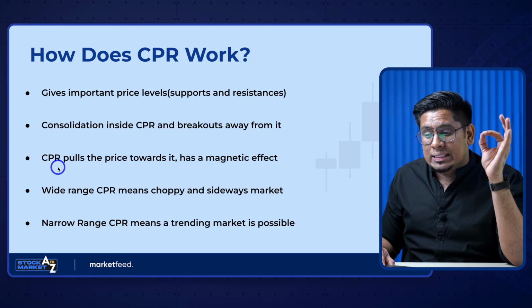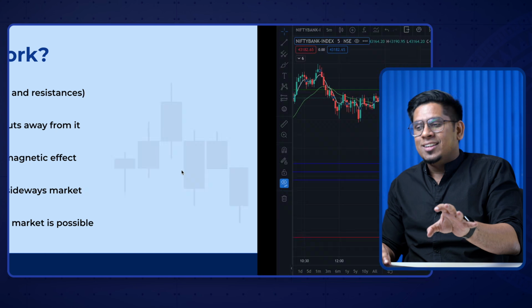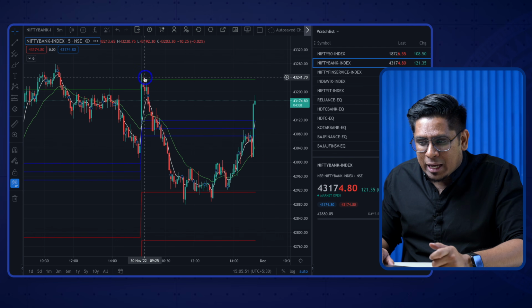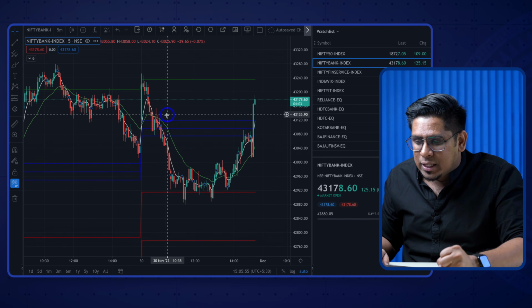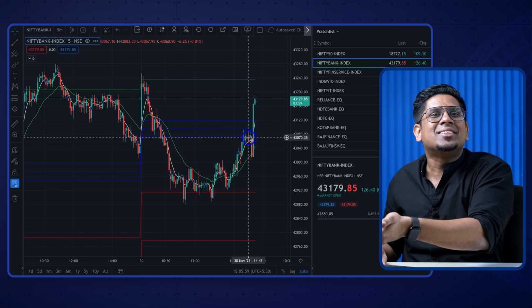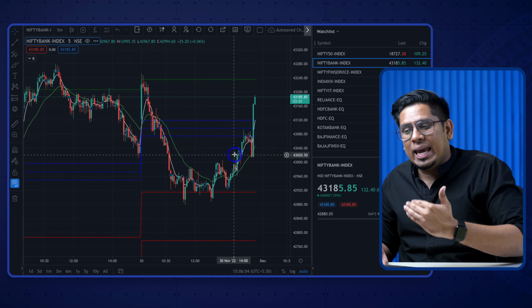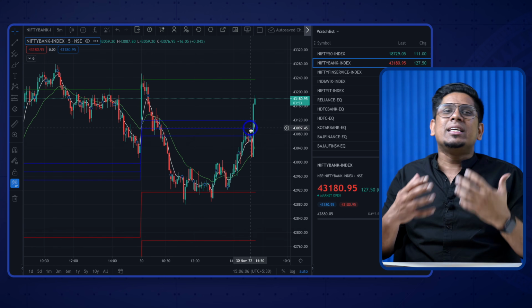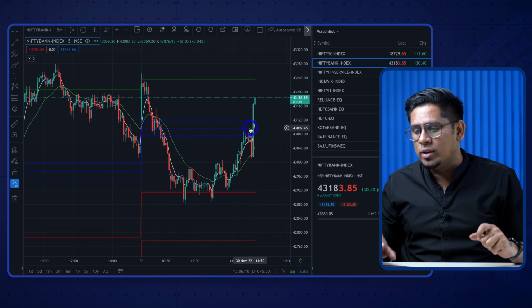Third point here is CPR pulls the price towards it. It has a magnetic effect. We see that here. Price was away from CPR and CPR actually pulled the price towards it. Then a breakdown happened, it came down. But what happened in the second half? CPR again pulled the price towards it. Price again came back to the CPR, right? So you can see that on multiple days, mean reversion to the CPR happens on that particular day.